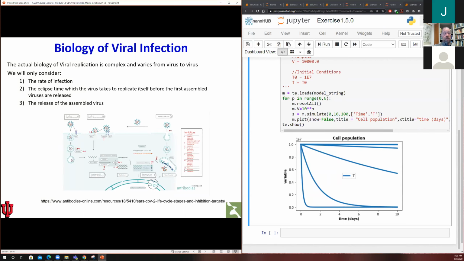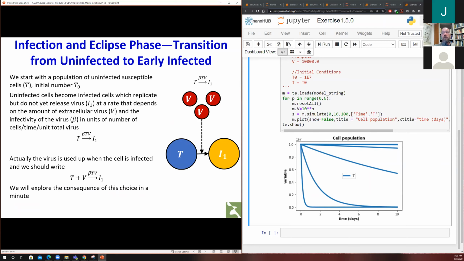We definitely, tomorrow and the next day, will lift some of those simplifications and deal with perhaps a more realistic model. But for now, we're going to stick with the very simple. Okay. To begin with, we're going to do our infection model. This is the one we've already done.